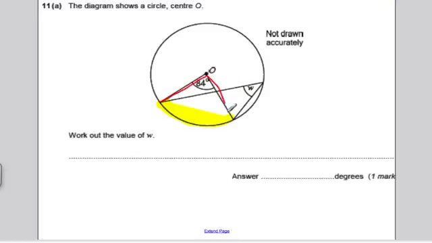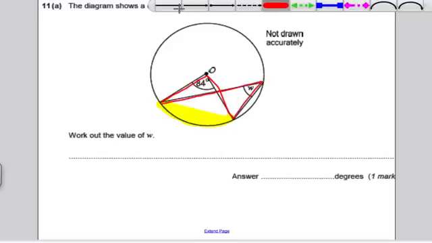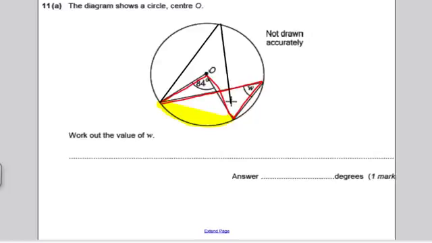Angle at centre, 84, is twice the angle at the edge. Usually we see the picture looking something like that and it's more obvious that that would be half, but here they've dragged it out to here just to confuse us.